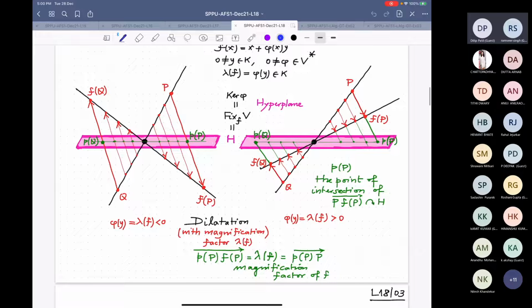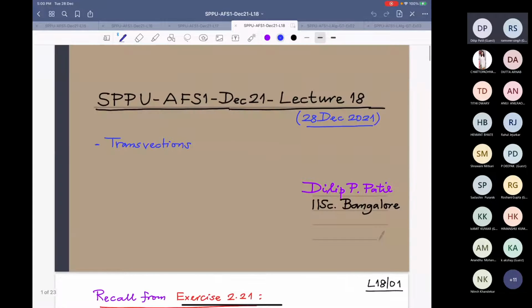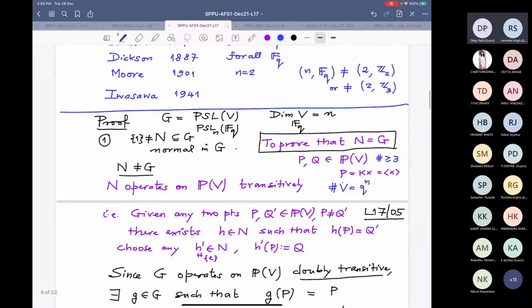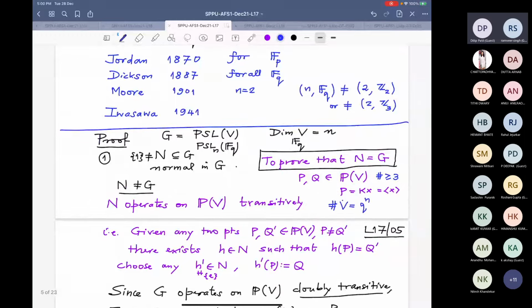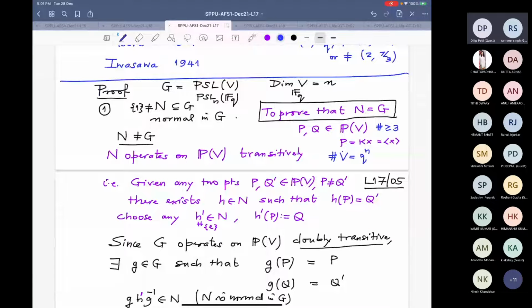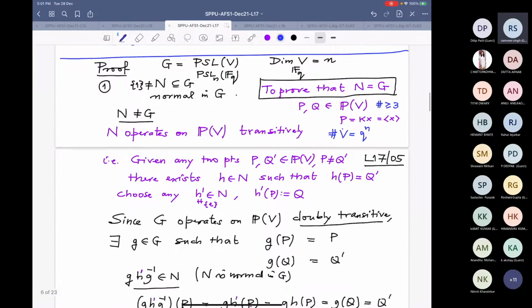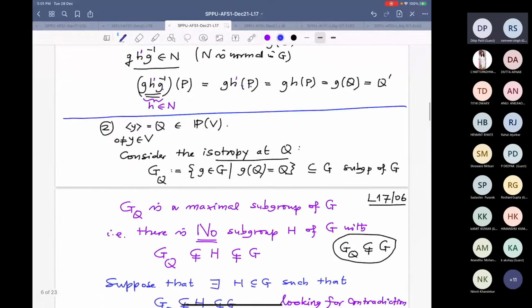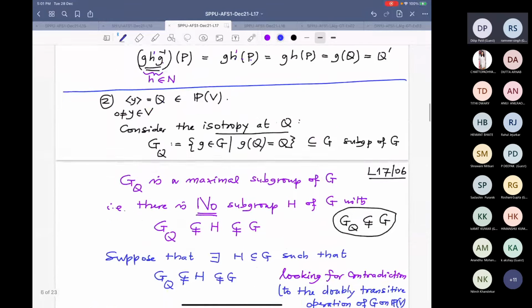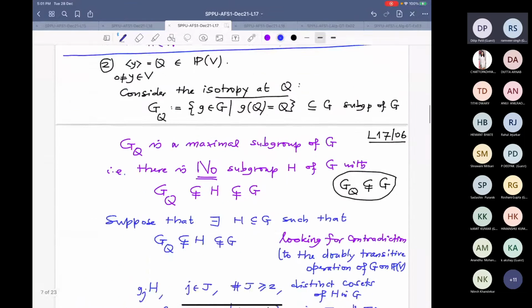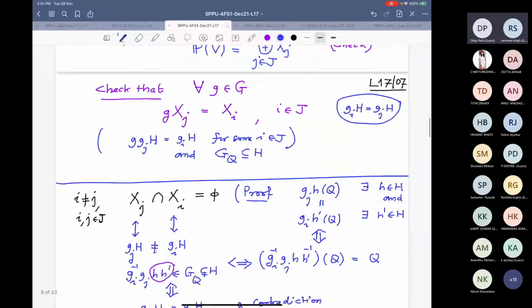So now today, what am I going to do? I am preparing the next step. See, what are the steps we prepared? We started with a non-trivial subgroup, and then we proved that a normal subgroup, if it is not G, operates transitively on P. That we checked. Then we proved that G operates on P doubly transitively. Then we checked that the isotropy at any point Q is a maximal subgroup. Right? This is what we were checking.